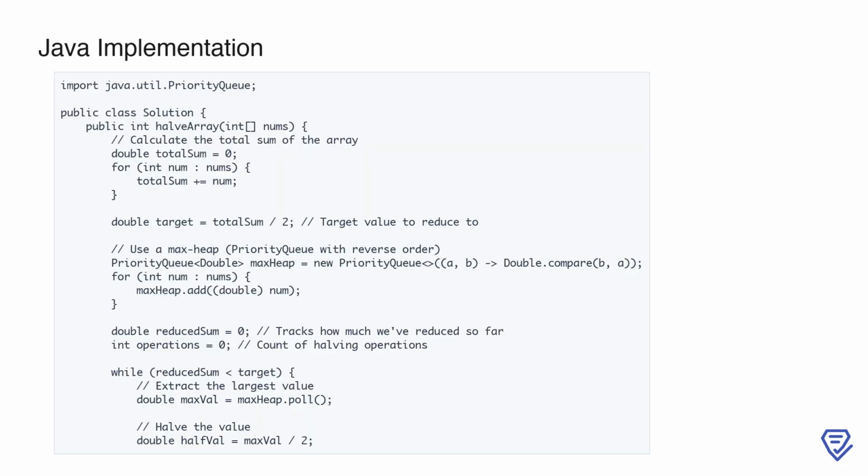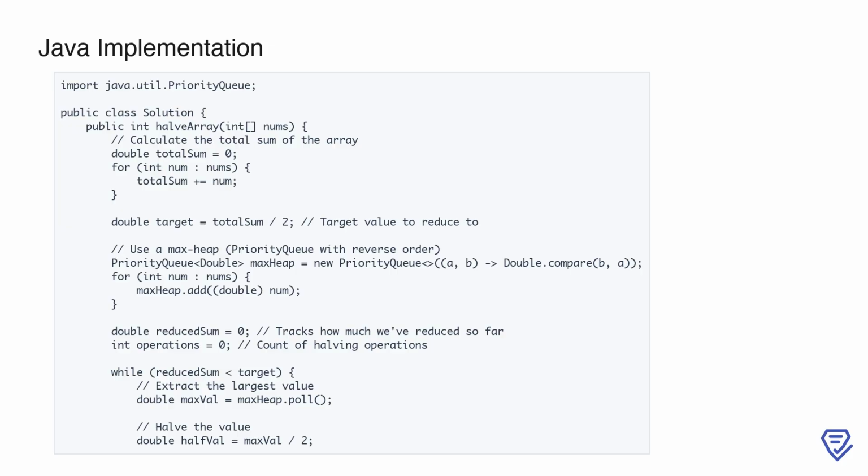goal. Here, we start by importing the priority queue class, which will be used to implement a max heap. Inside the Solution class, the method halveArray is defined to take an integer array as input. First, we calculate the total sum of the array using a for-each loop, summing up all the elements. This total sum is then divided by 2 to determine the target value, which represents the threshold we need to reduce the array sum to.